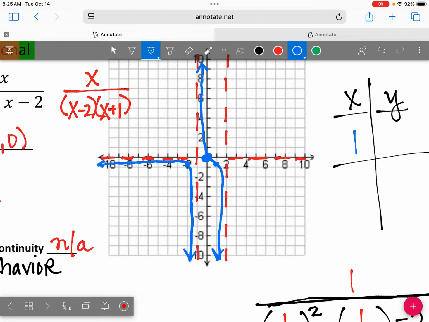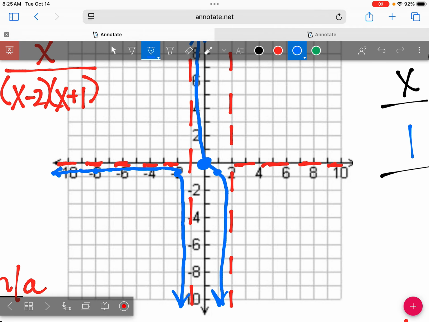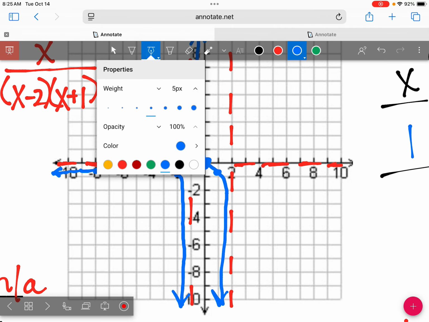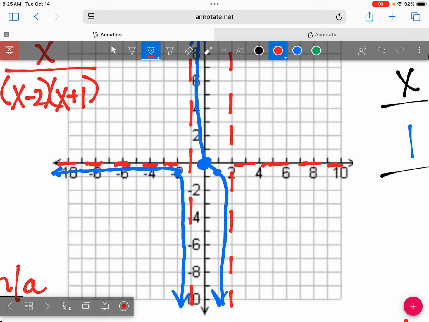So the horizontal asymptote does not go through the middle. That's what I meant. So here, notice that when I drew it in, I didn't draw it in the middle. I'm only drawing it on the edges, like it's only here, but it doesn't go through the middle, okay?